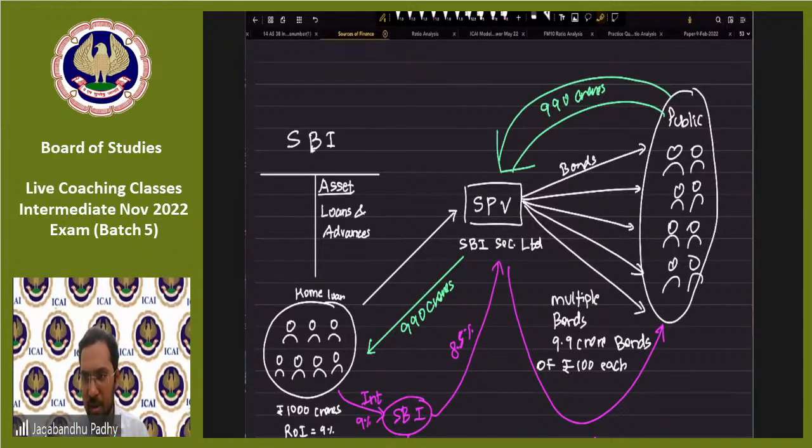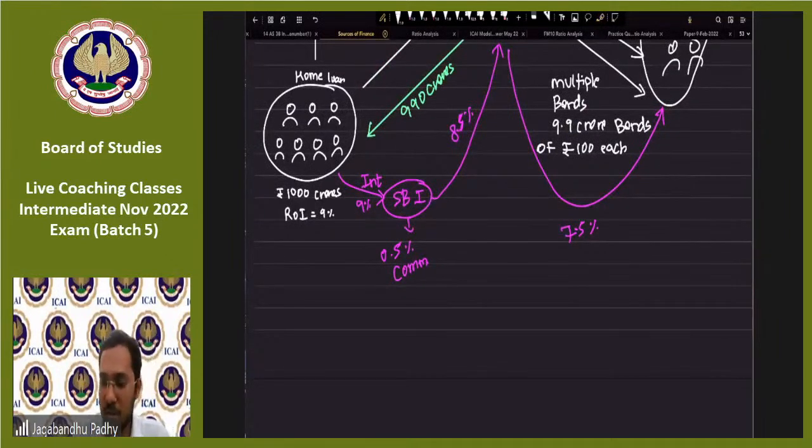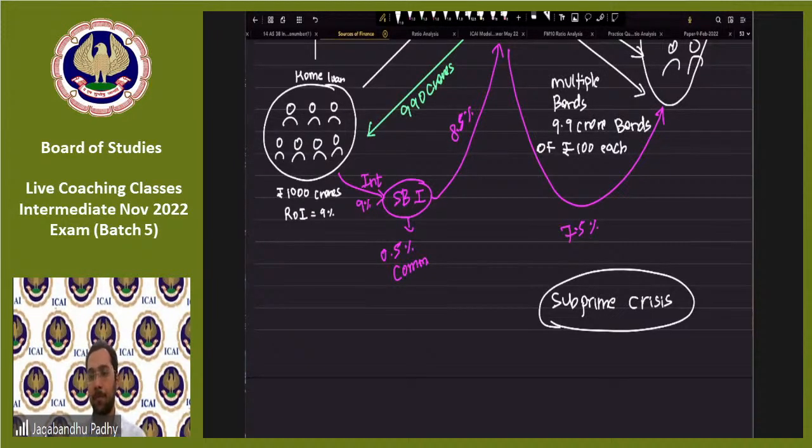Can I explain it from the ICI study material? It's the same thing. Radhika, you can just go through the ICI material also. I've just put it up in the form of a graph. If you really want to understand this topic in more depth, you can watch a YouTube video called Subprime Crisis. I think it's an animated video in a green color background. You can look at that video, which will give you an even better idea of how this structuring happens.